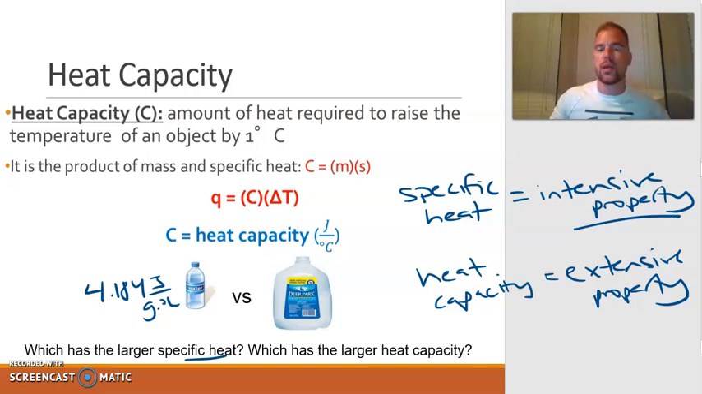Now, which one has a larger heat capacity? Meaning, which one requires more heat to raise the temperature of it by 1 degree Celsius, the bottle of water or the gallon of water? The answer is the gallon of water. The gallon of water has a larger heat capacity. It's going to take more energy to raise this gallon of water by 1 degree Celsius than it would to raise this bottle of water by 1 degree Celsius. So for heat capacity, it does matter how much mass is there.